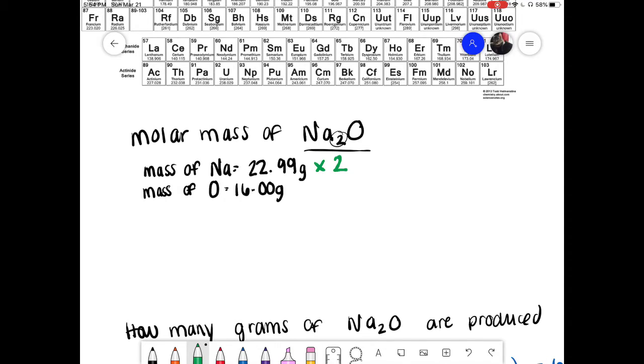And then we're going to do the same thing for oxygen. So in Na2O, oxygen doesn't have a subscript behind it. And so what that means is that we just have 1 of oxygen. So we can multiply 16.00 by 1. And if we were to calculate this, 22.99 times 2 is 45.98 grams. And then 16 times 1 is 16.00 grams.